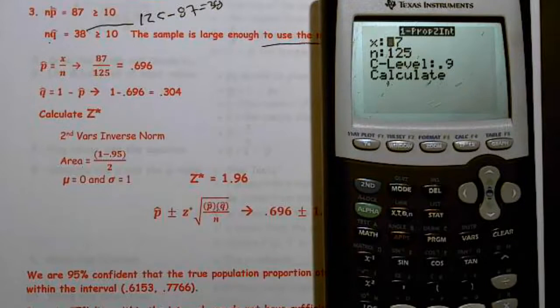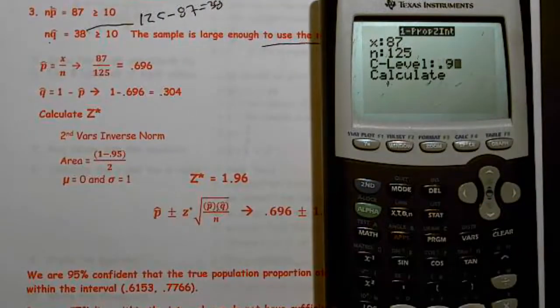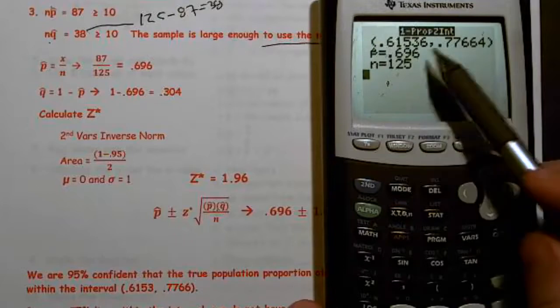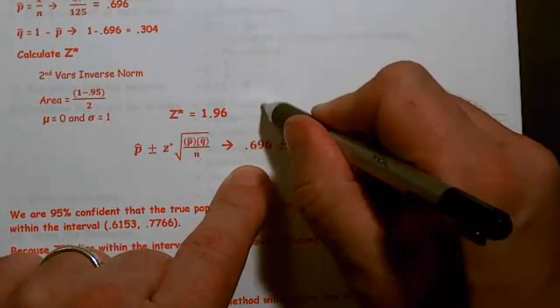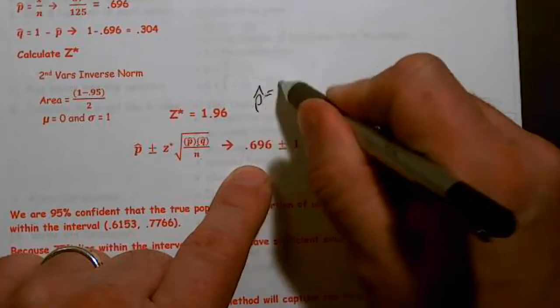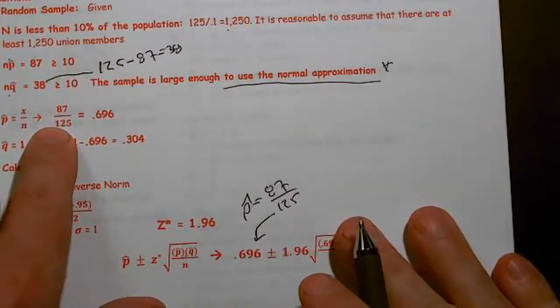If for some reason you end up in a situation where you calculated an x and it was a decimal, round up or round down like you learned in elementary school, but please make sure that that's what that is. And then we said we wanted to calculate a 95% confidence interval, so 0.95. And there are our values. So where did this come from? Well, this is p hat, which equals 87 over 125, and we need to show that work. And I showed that up here.